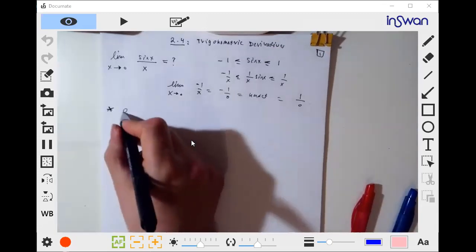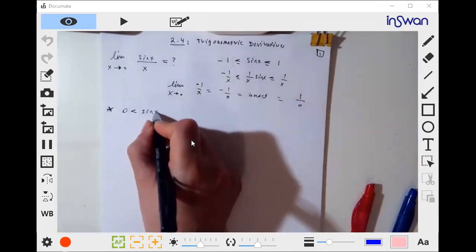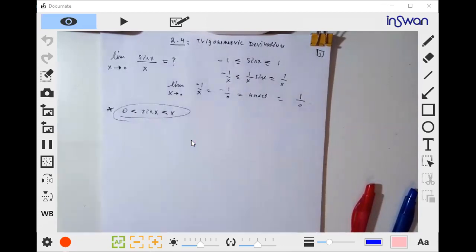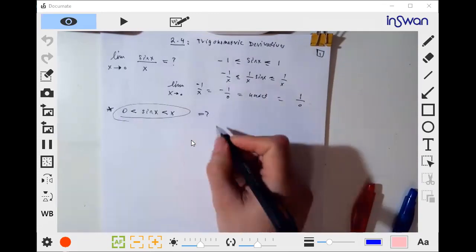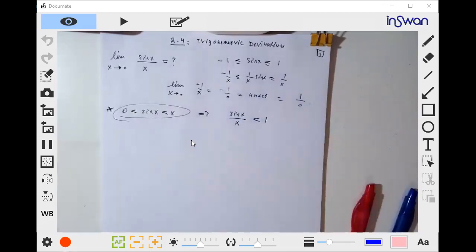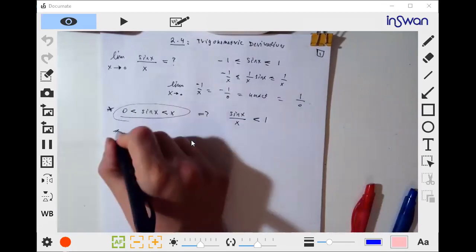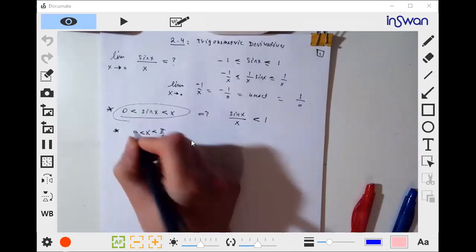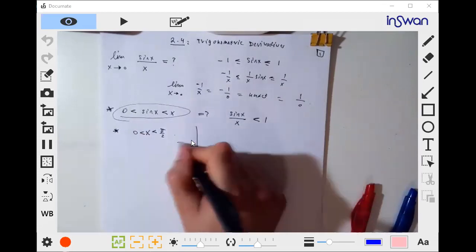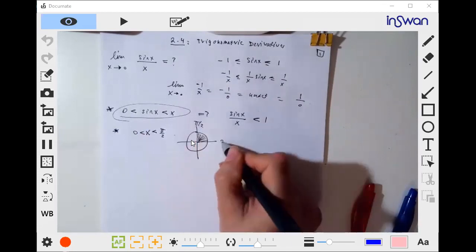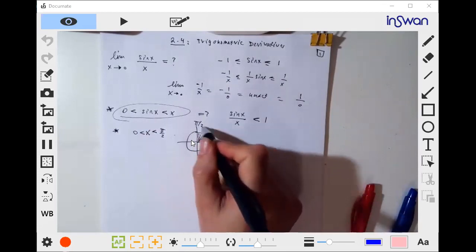Let's do a parameterization like so. We say that if the sine of x remains within this value, where x is an angle and a real number, that implies that sine of x all over x should be less than 1. Recall, this is for values of x that range between pi over 2 and 0. So in the first quadrant of the unit circle, there's pi over 2 and here's 0. So x is in between these values.